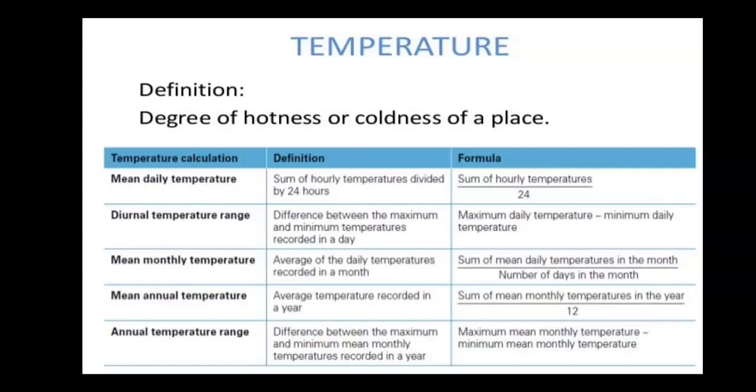Mean annual temperature. Average temperature recorded in a year. And how are we calculating it? Sum of mean monthly temperatures in the year divided by 12. Annual temperature range, that is the difference between the maximum and minimum mean monthly temperatures recorded in a year. Maximum mean monthly temperature minus minimum mean monthly temperature.